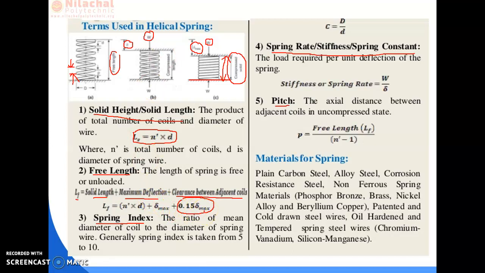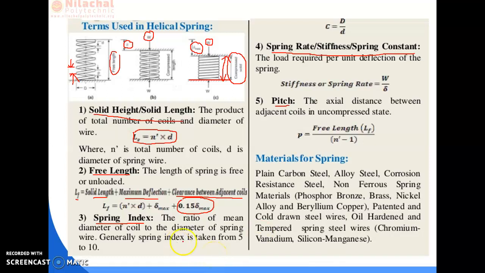max. So, while we are going to solve the problem, we have to design the spring and calculate solid length n into d, and free length n into d plus del max, plus 0.15 del max.